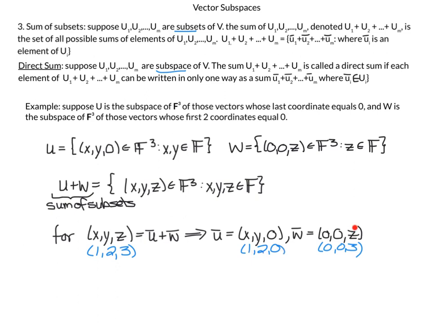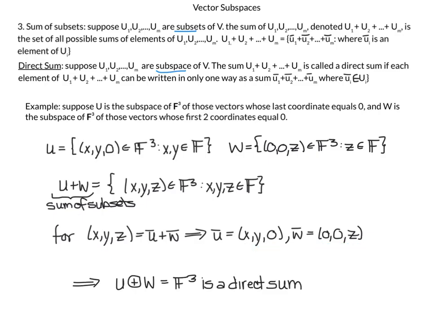And that means this last coordinate had to come from W. This 3 had to come from W, so that's 0, 0, 3. So uniquely, there's no other vector from U and W that will give you 1, 2, 3. What that tells us is this sum of subspaces U plus W is a direct sum. And I put the circle around the plus to denote that we are dealing with a direct sum. And it also turns out that this direct sum is equal to F^3, because here we can generate any x, y, z, any vector in F^3.